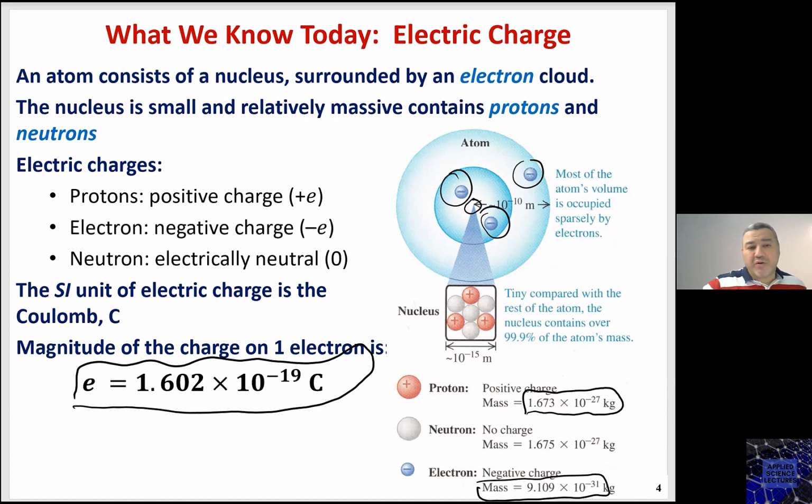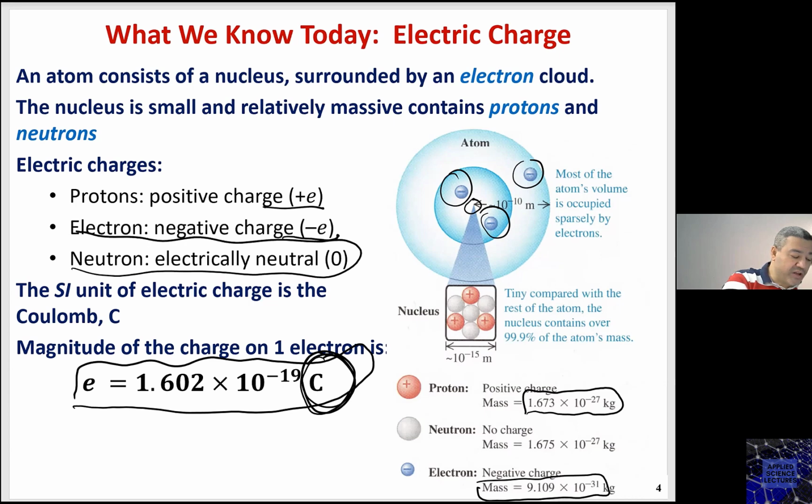What is the unit of this charge? The unit of the charge is the Coulomb, in the international system of units. So the unit for the charge is Coulomb. We have protons that are positive charges, electrons that are negative charges, and neutrons are electrically neutral.